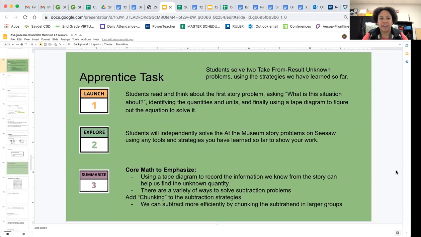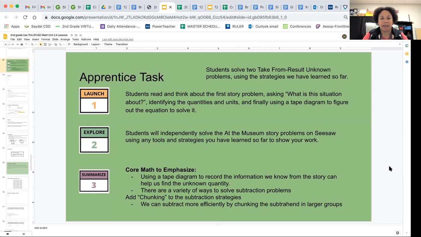Hey, second grade. Today for math, we will be doing our apprentice task. We will be solving two take from result unknown problems using the strategies we have learned so far in this unit. First, we're going to read and think about the first story problem asking, what is this situation about? Then we will identify the quantities and units in the story problem, and finally use a tape diagram to figure out the equation and solve it.